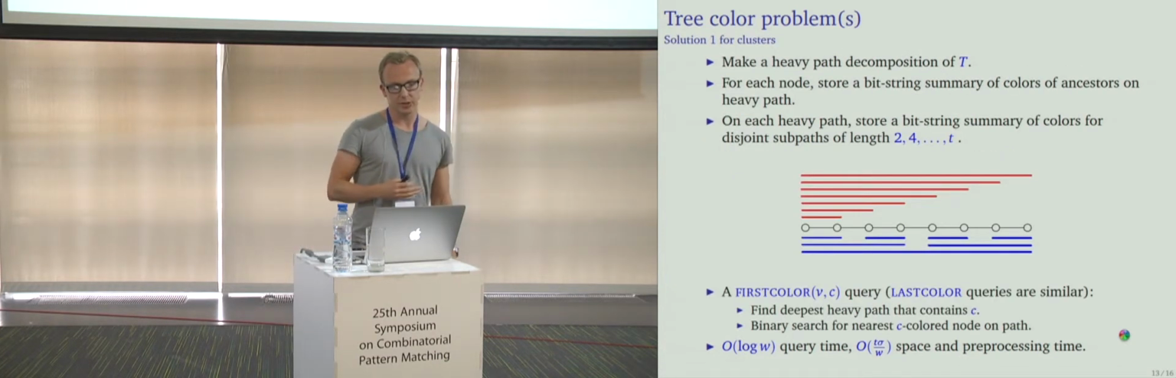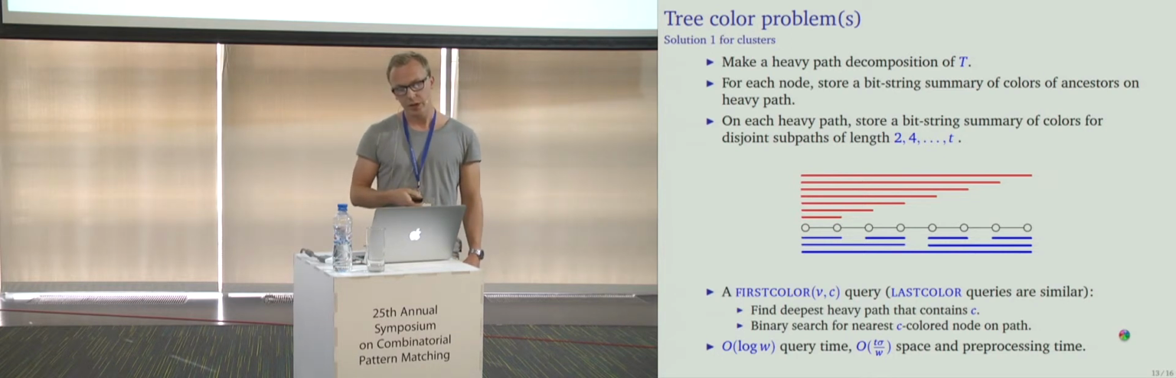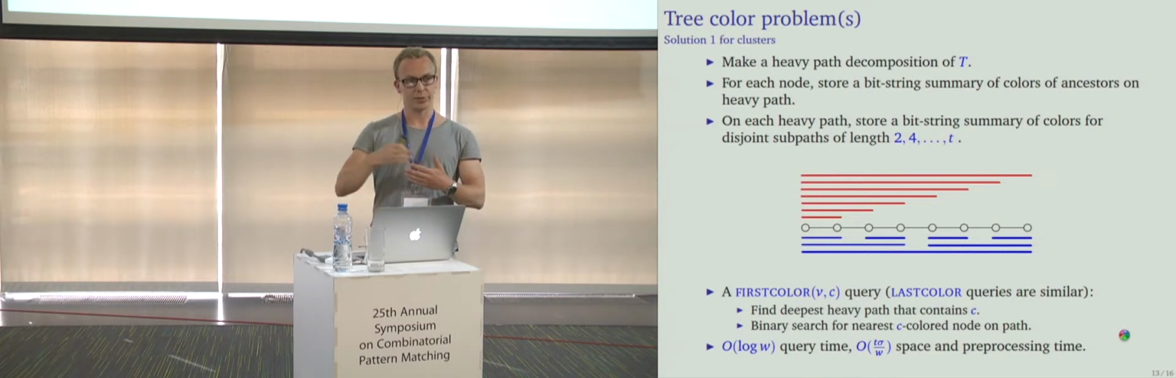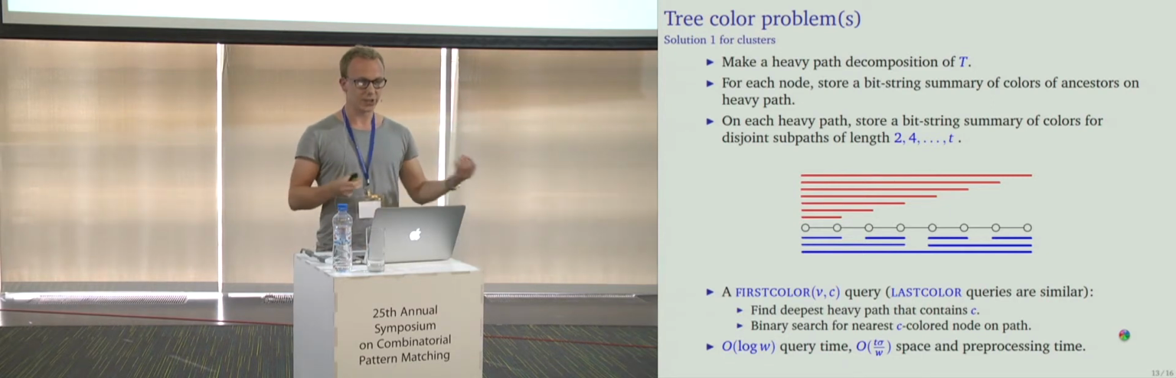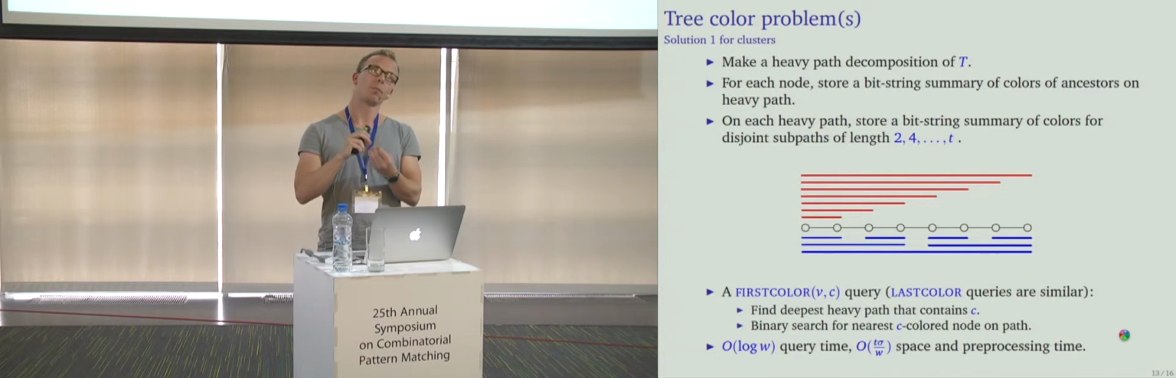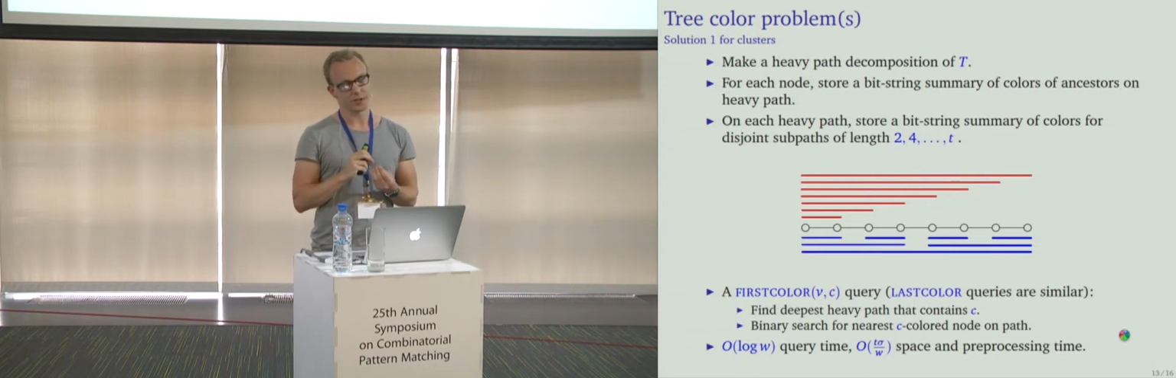For the clusters, we propose two new solutions. One is to make the traditional heavy path decomposition of the tree, and then for each path we again use these bit summaries. In this case we store a summary for each node telling us if there is a node on the path from the specific node to the root of the heavy path that has the color that we're looking for.